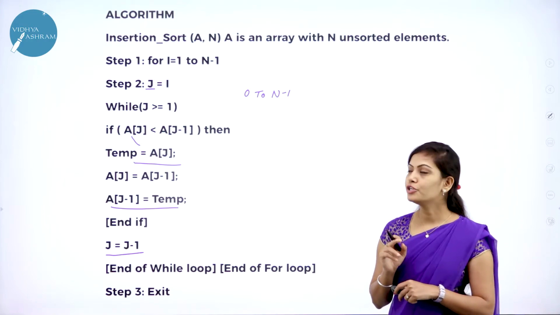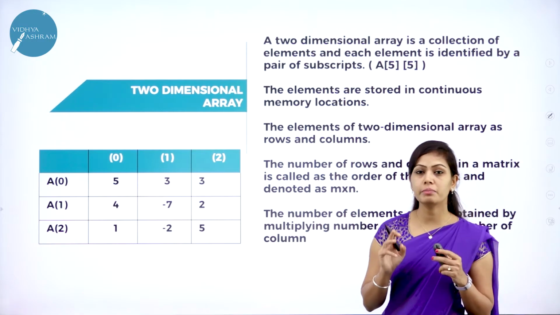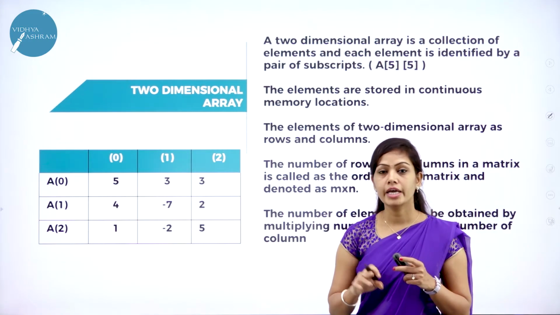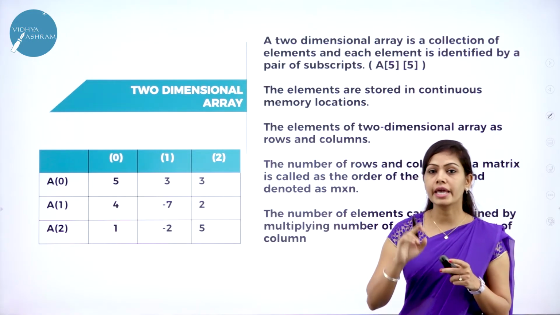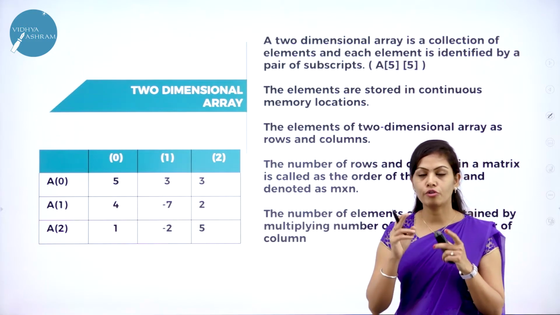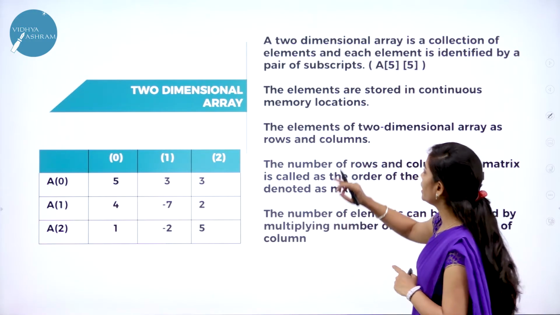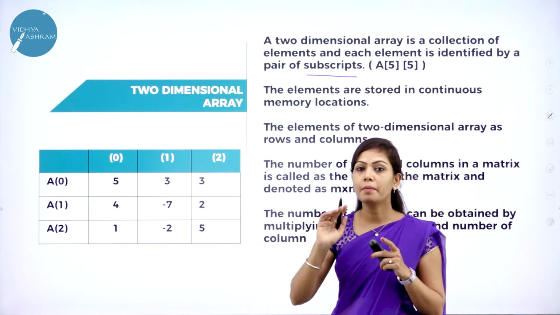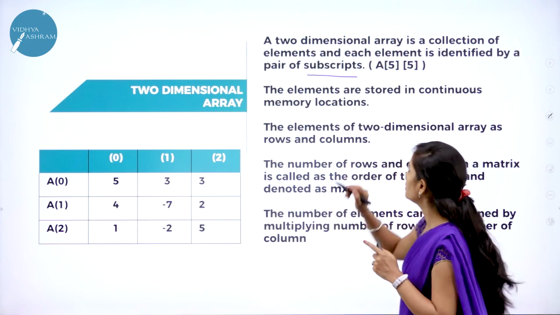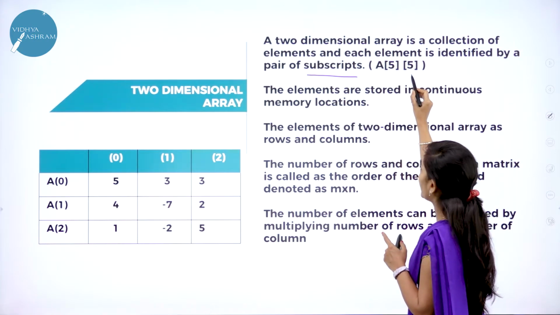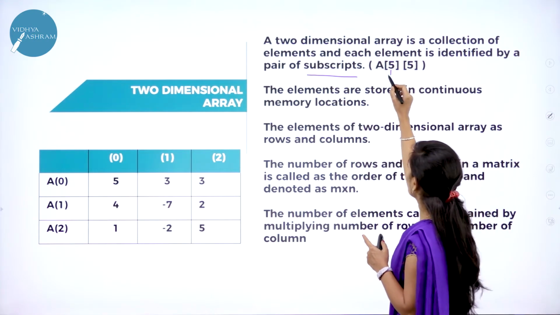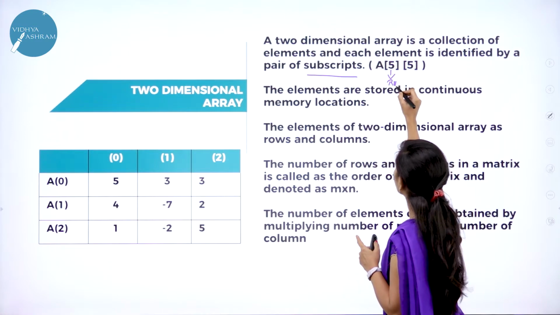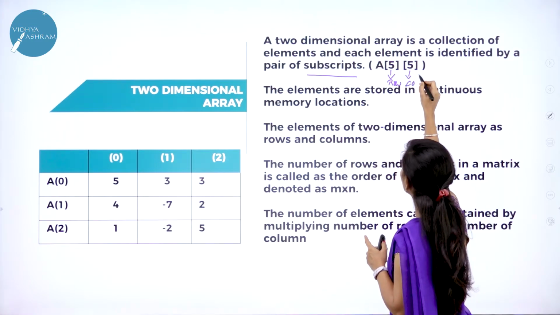And next we have the two dimensional array. So, what do you mean by two dimensional array? A two dimensional array is a collection of elements, where each element is identified by a pair of subscripts. Example, we have taken A of 5 and 5. Here we can consider this is the row and this is the column.